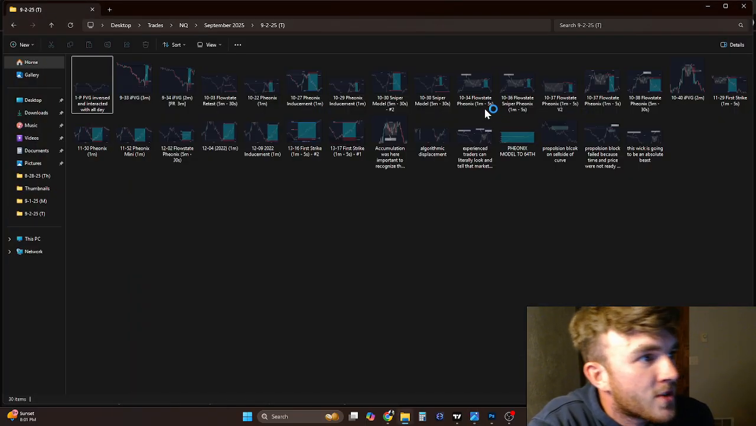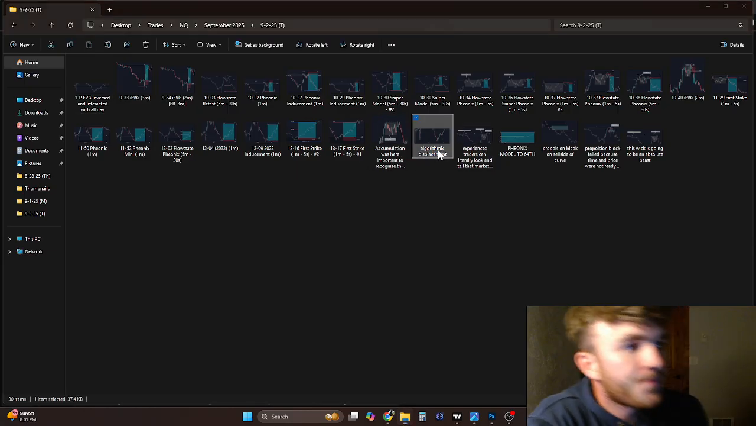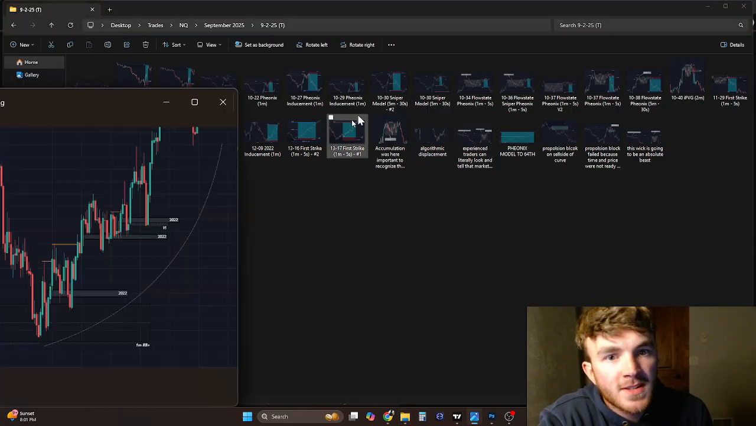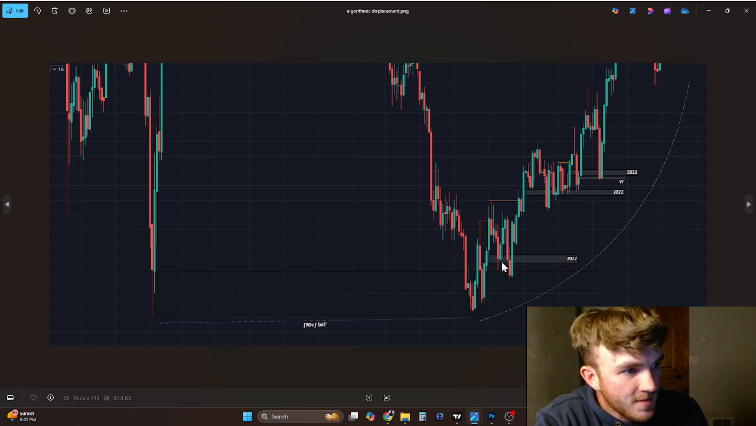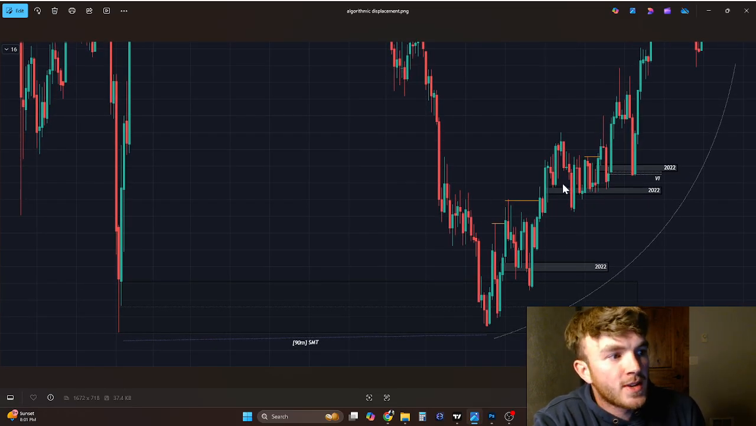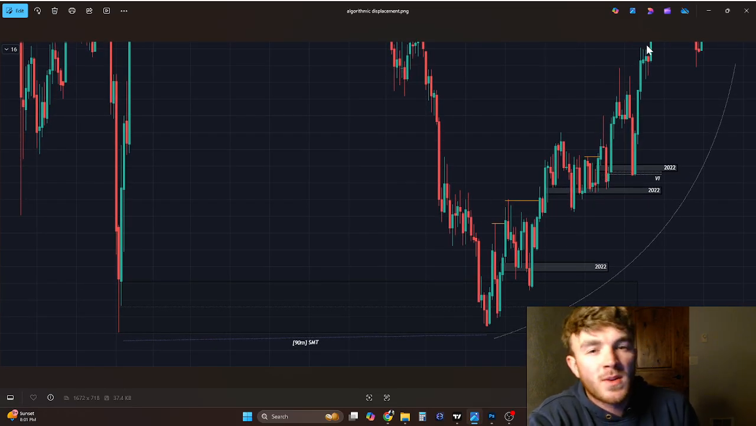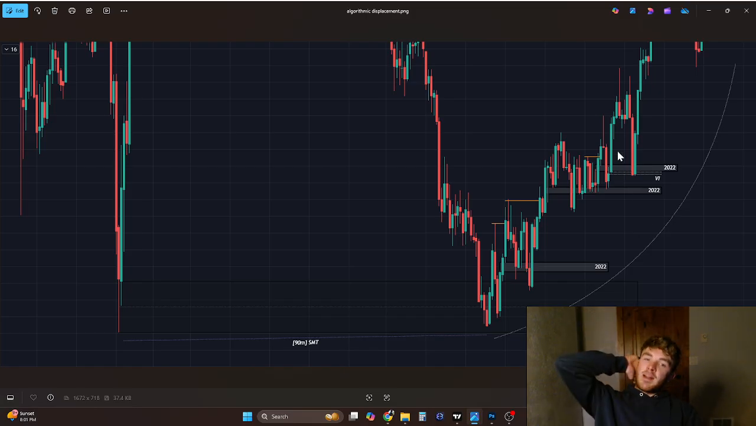But what I was trying to show you is that when the market starts aggressively respecting fair value gaps like this, see how we respect this gap, respect this gap, respect this gap. The market is showing you its hand that it wants to aggressively expand in the opposite direction.